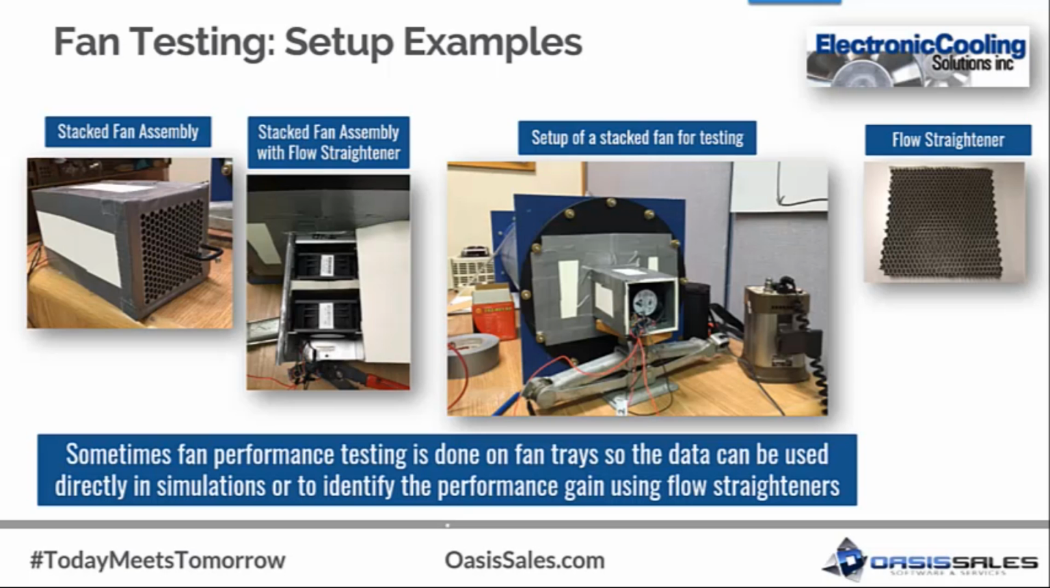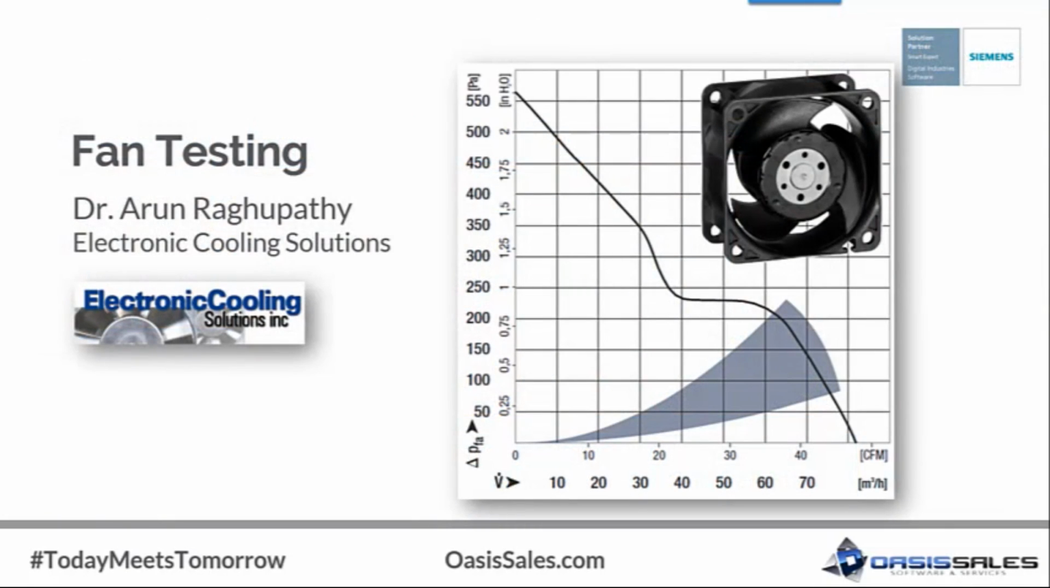The picture shows a prototype fan tray being tested with a honeycomb airflow straightener that is placed in between a series setup of fans. The honeycomb can be seen in the far right picture. The actual setup in which the performance curve is characterized is also shown in the top right figure. With this, I would like to complete the section on fan testing and hand it back to John. Thank you.